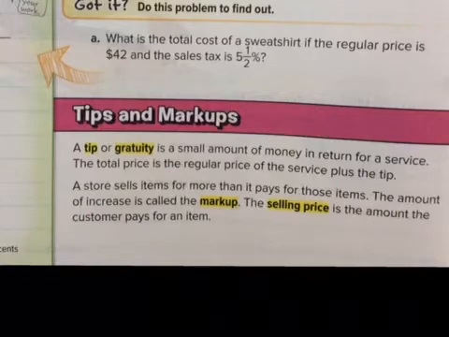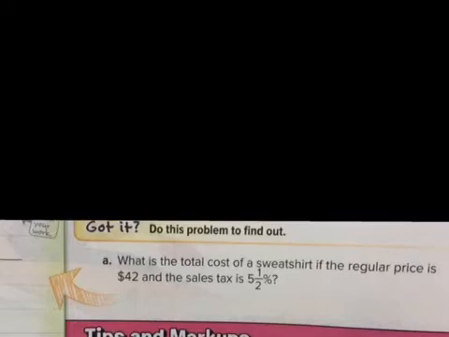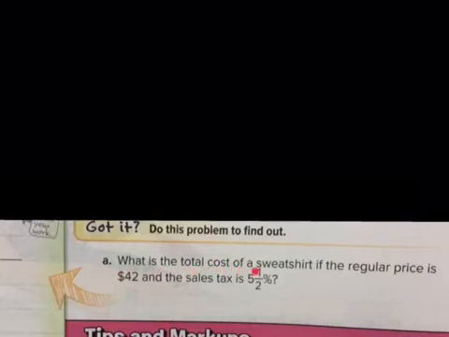Got it? Girls, if you feel like I'm going a little too fast, remember you can always pause, rewind, and re-listen. Now, let's do question A on page 152. Okay, ready? What is the total cost of a sweatshirt if the regular price is $42 and the sales tax is 5.5%? Okay, we have 5.5%, right?